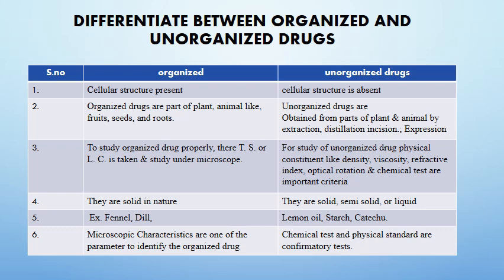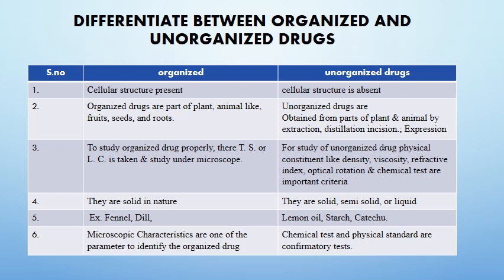The difference between organized and unorganized drugs. The organized drugs have a cellular structure. Cellular structures are present in organized drugs, but in the unorganized drug, cellular structure is absent. The organized drugs are parts of plant, animal, fruit, seed, roots, etc. But unorganized drugs are obtained from the parts of plant and animal by extraction, distillation, incision and expression processes.